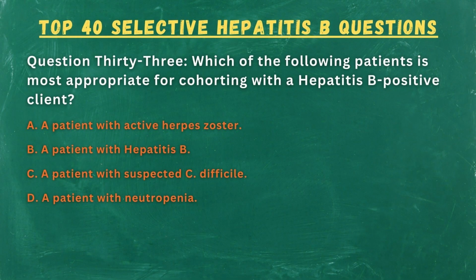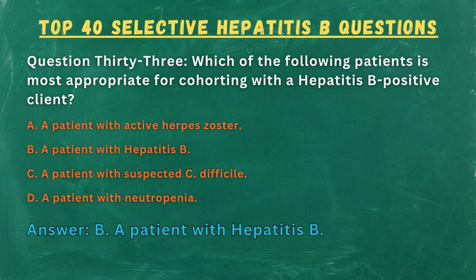Question 33. Which of the following patients is most appropriate for cohorting with a hepatitis B positive client? A. A patient with active herpes zoster. B. A patient with hepatitis B. C. A patient with suspected C. difficile. D. A patient with neutropenia. Answer: B. A patient with hepatitis B.